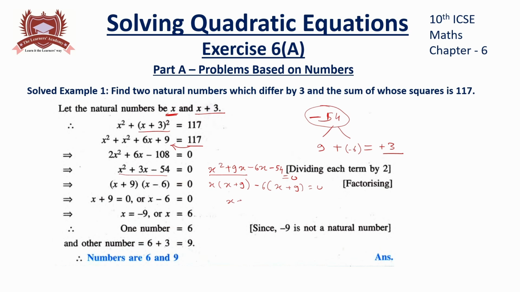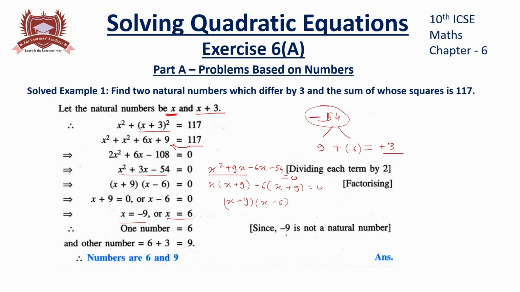In both of them I'll have x plus 9 is common and I'll have x minus 6, giving me x plus 9 is equal to 0 or x minus 6 is equal to 0. So my x would either be equal to minus 9 or x would be equal to 6. Now one number is 6.